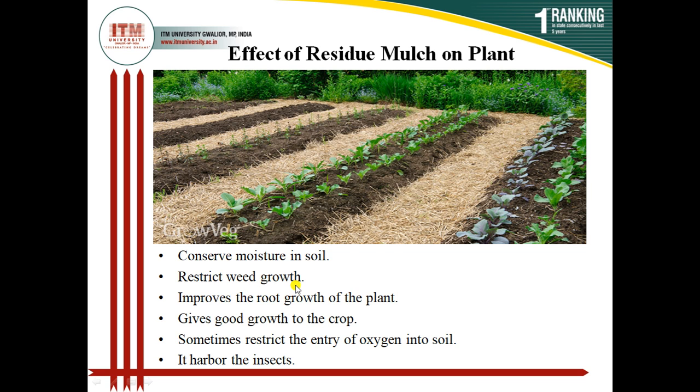So it conserves the moisture in the soil. It restricts the weed growth. It improves the root growth of the plant. So it gives good growth to the plant. One more thing: sometimes it restricts the entry of oxygen into the soil. So that is the harmful effect of mulching to the crop.